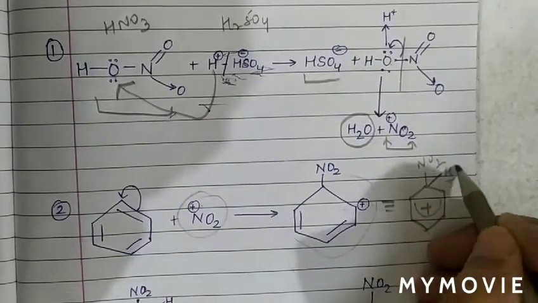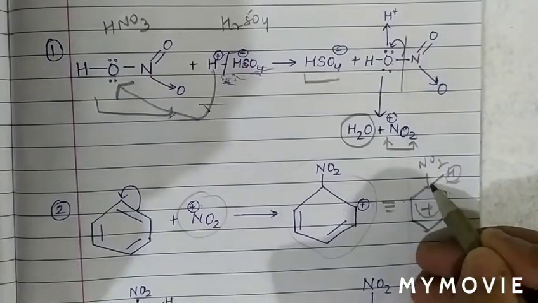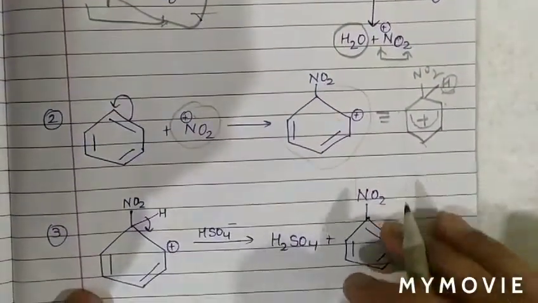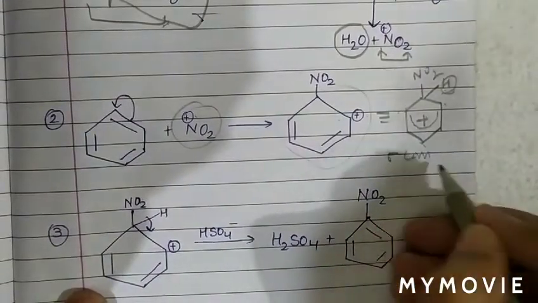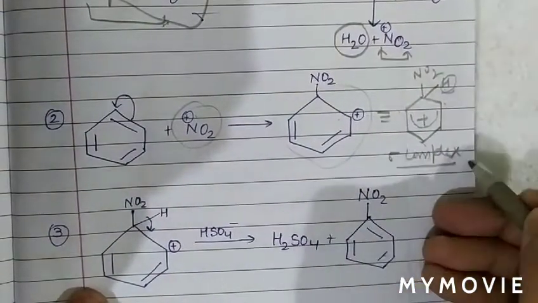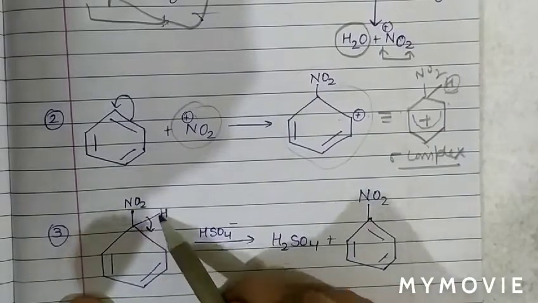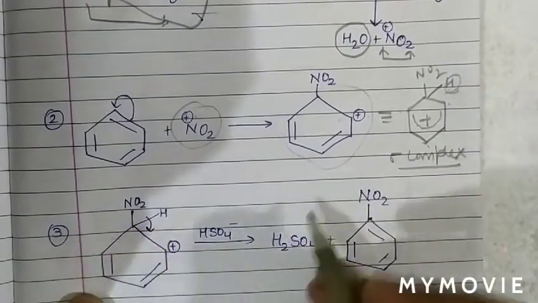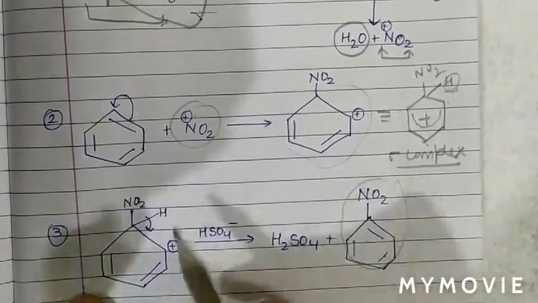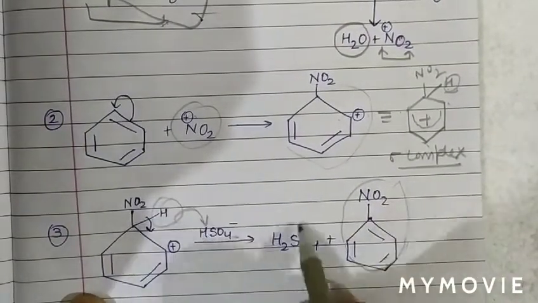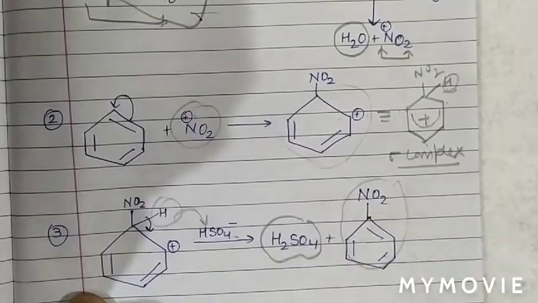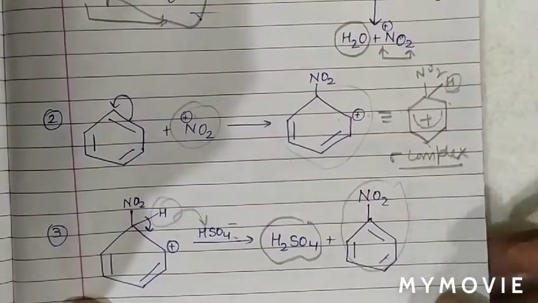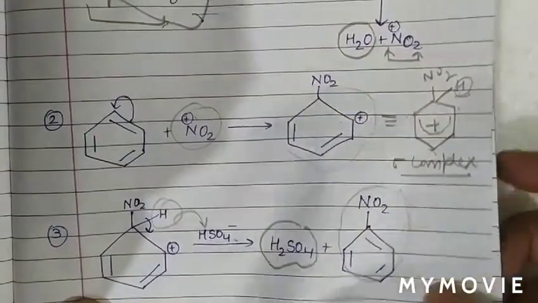Now in the final step, this hydrogen and carbon bond will break. So we can see that in the final step, this complex, which we call the sigma complex, loses this hydrogen. Now the electron pair shifts in between these two carbon atoms. Now it forms nitrobenzene and H plus combines with HSO4 minus. The catalyst is regenerated. So this is the preparation of nitrobenzene by using electrophilic substitution reaction in benzene.